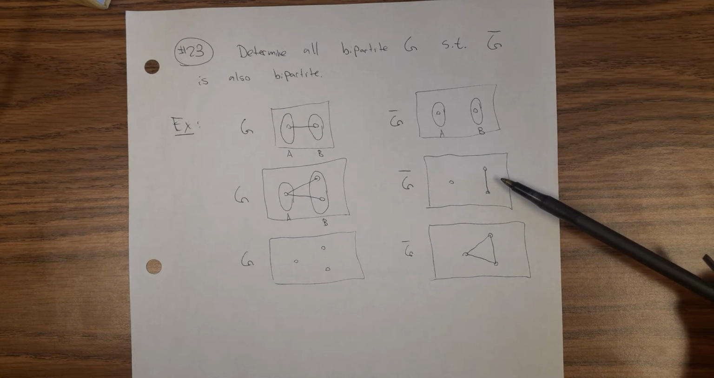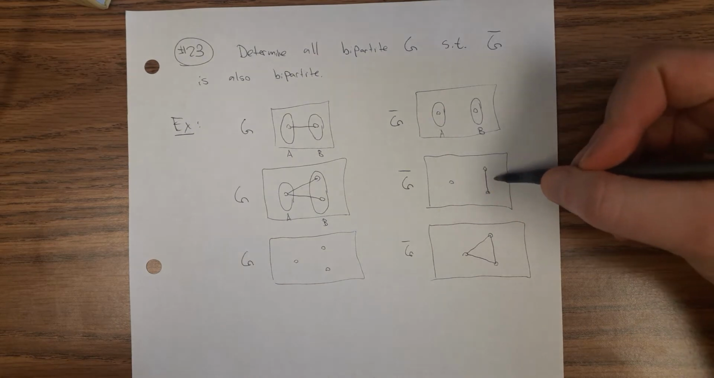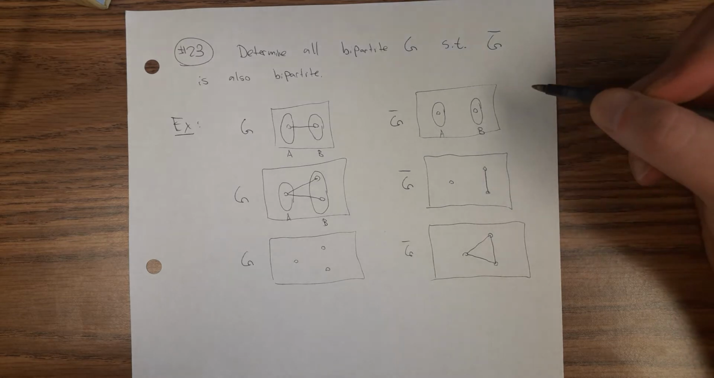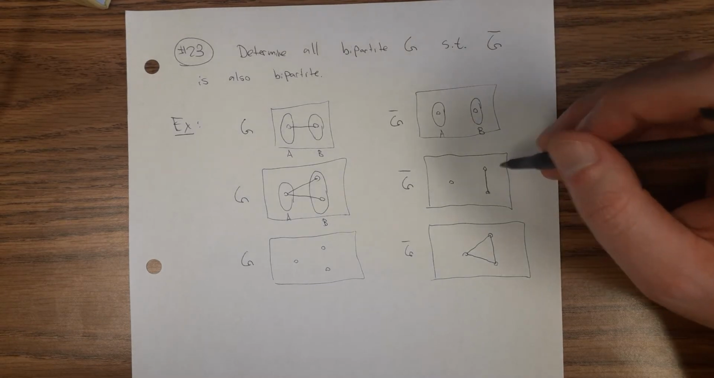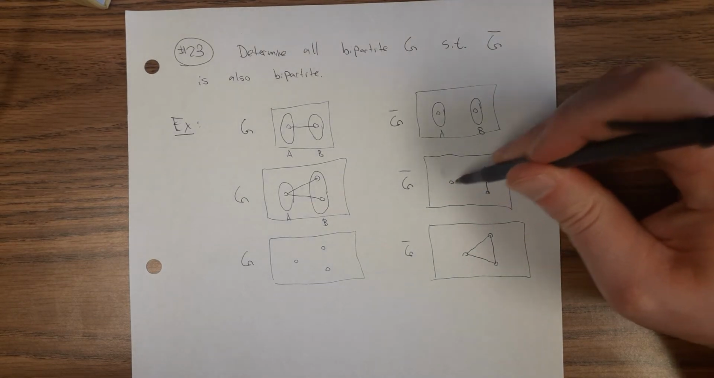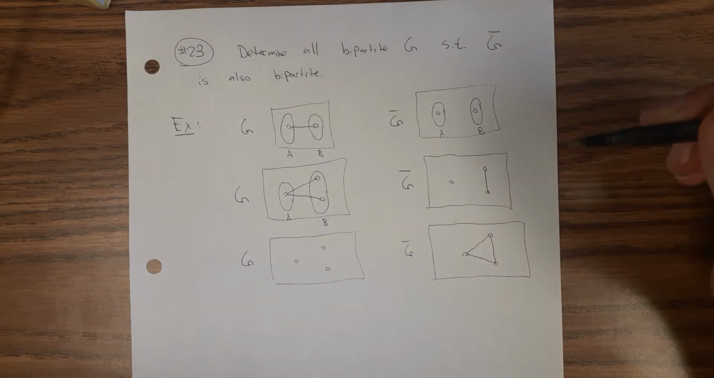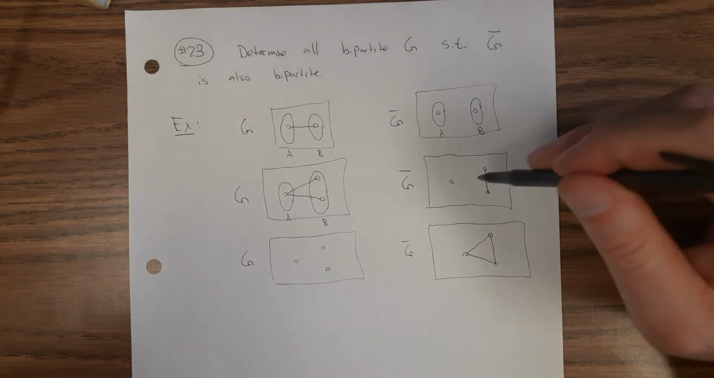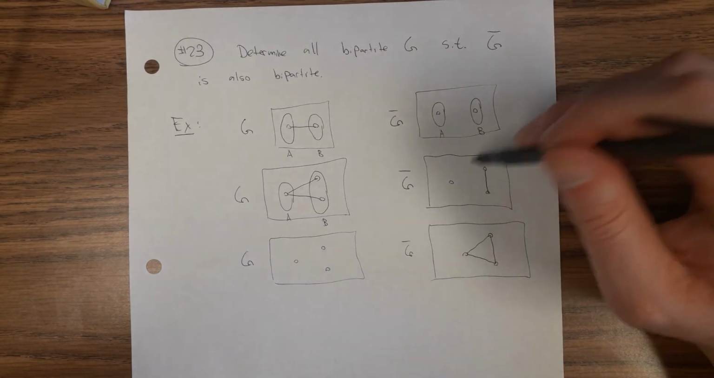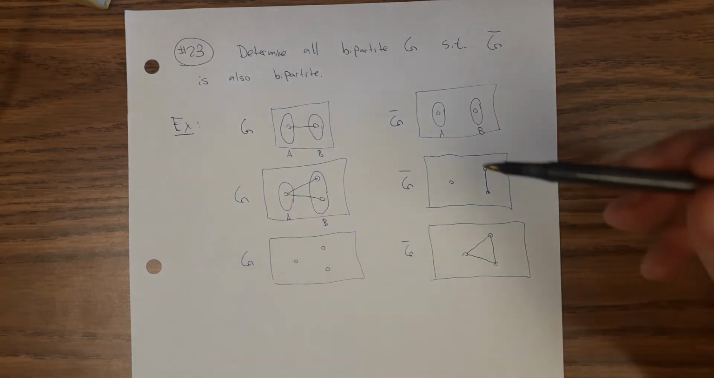And if you think the answer is no, I'll bet I know what you're thinking. You're probably thinking that this is A and this is B, and here I would have an edge with both ends in B, and that's no good for a bipartite graph. But the thing is, it doesn't have to be that this is A and this is B. For a graph to be bipartite, there just needs to be some way to split the vertices into two sets such that all of the edges go from one set to the other.